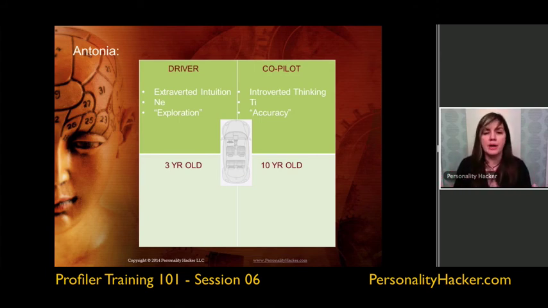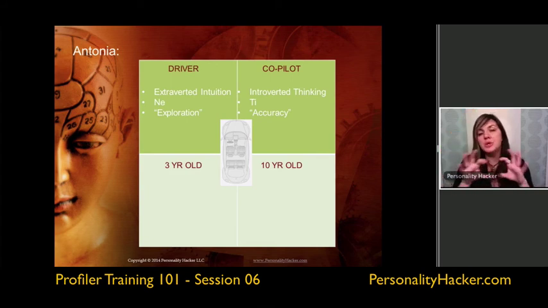Okay, we already figured it out in my type. We figured out that extroverted intuition, NE, or exploration is my driver. We figured out that the co-pilot is introverted thinking, also shorthand TI, or accuracy. That's my driver and co-pilot. But how do I know what my 10-year-old and my 3-year-old are? How do I know what the other passengers in the car are?